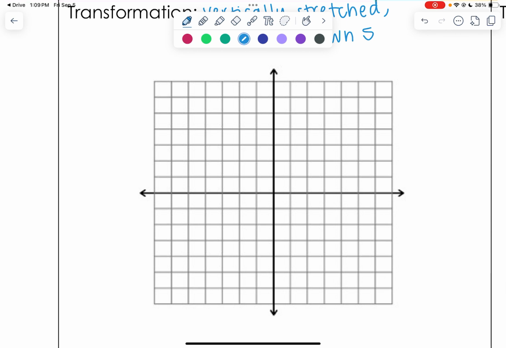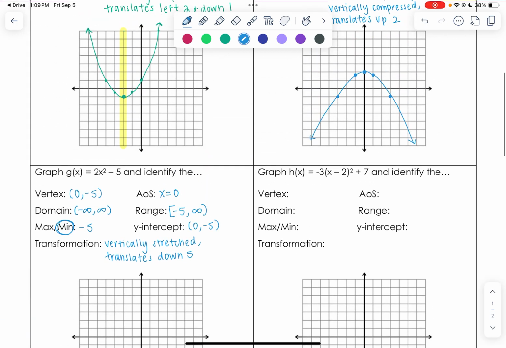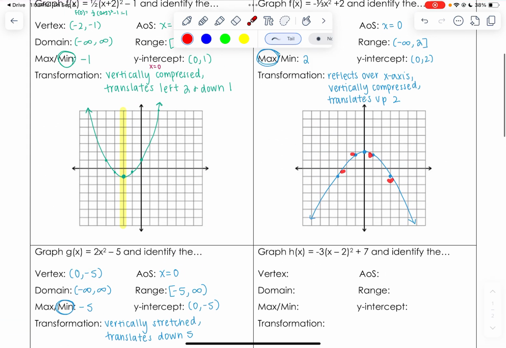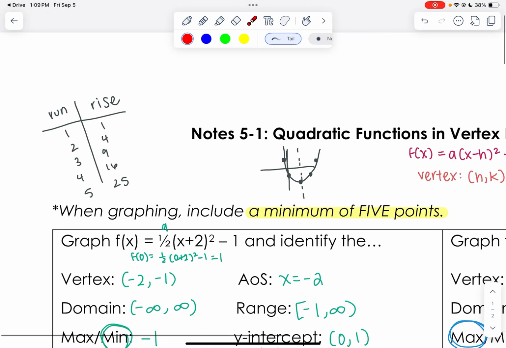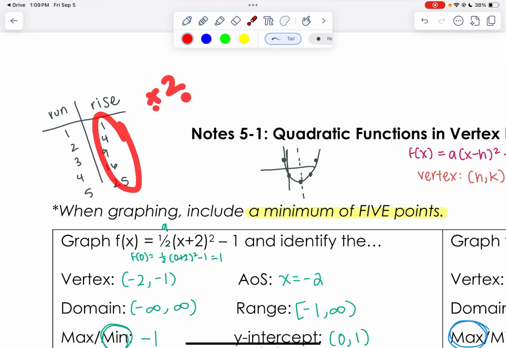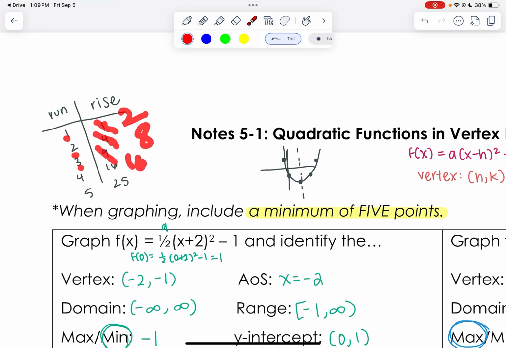So I'm going to start with my vertex. There's 1 clear point, okay? But I need 5. So like on the last one, I found 2 more, and then I just reflected them over. I'm going to do the same thing. But now I'm vertically stretching it by a factor of 2, which means that all your y values are going to change by 2. So it's not 1, 1 anymore. Now it's 1, 2. It's not 2, 4 anymore. Now it's 2, 8. It's not 3, 9. Now it's going to be 9 times 2 is 18, okay?